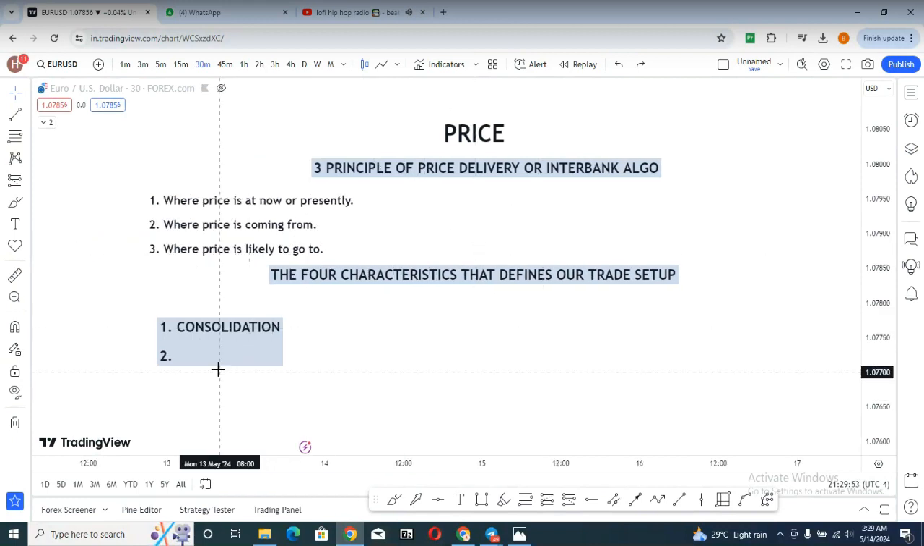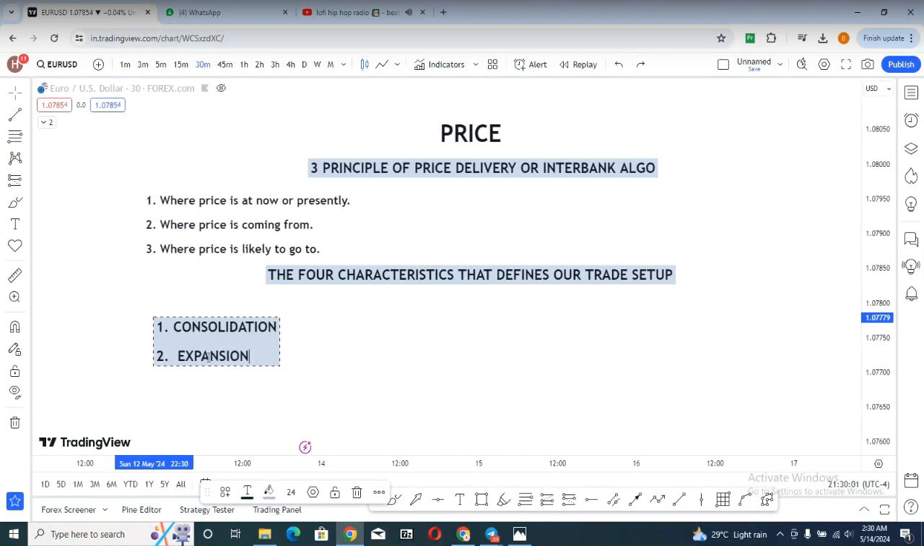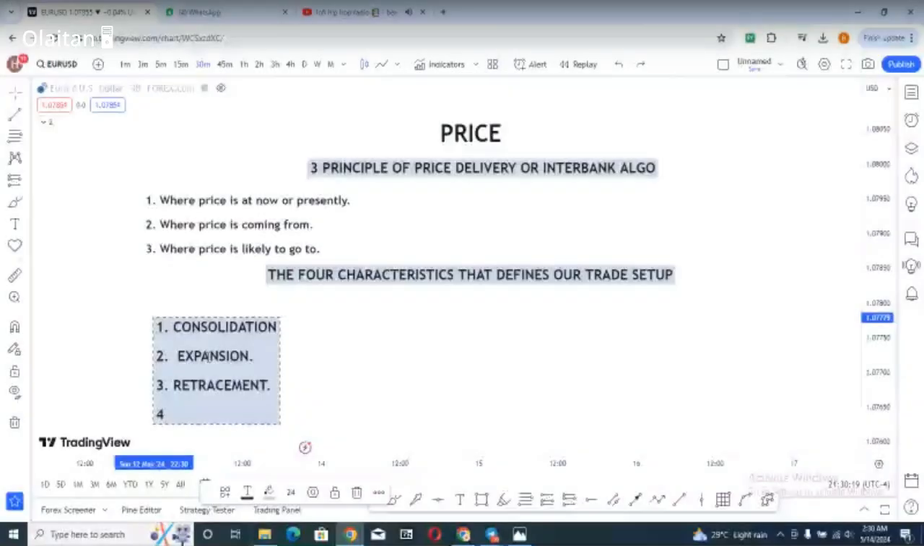So expansion. Three, we have the retracement. Four, we have the reversal.